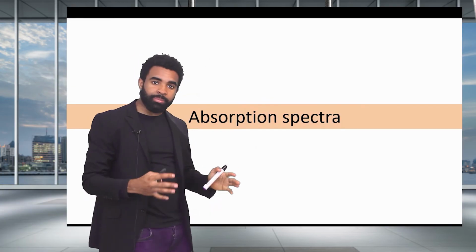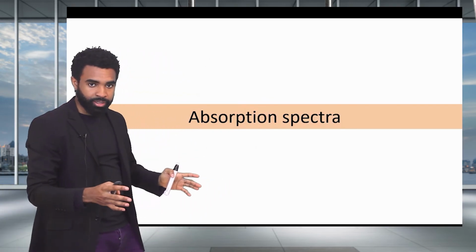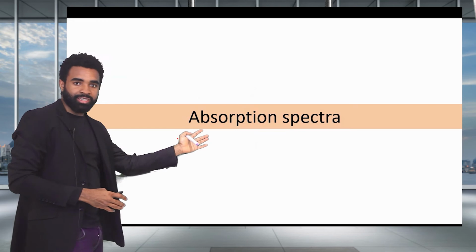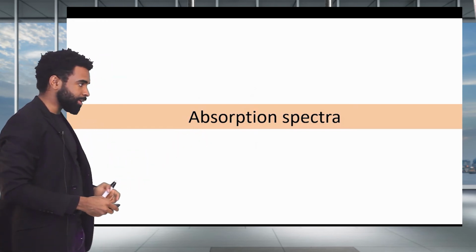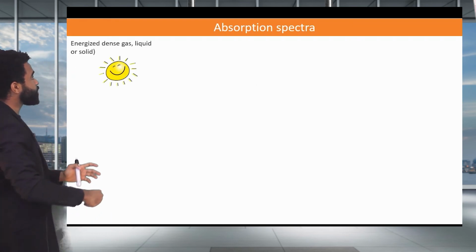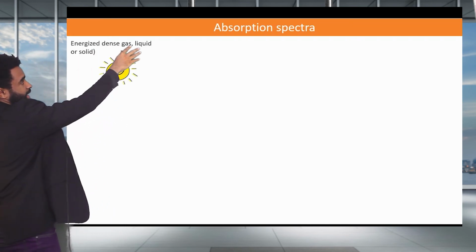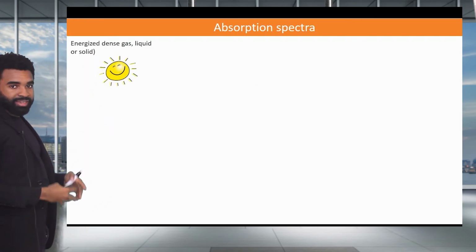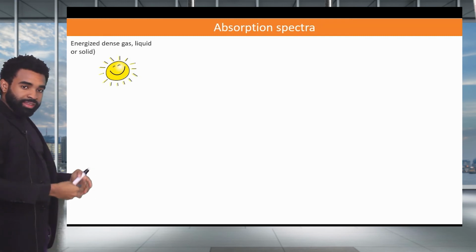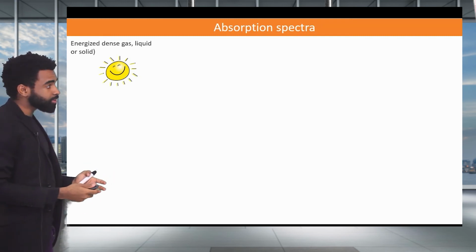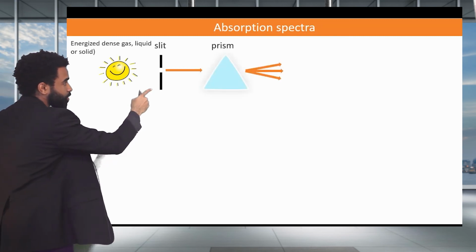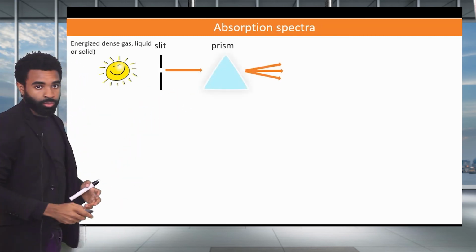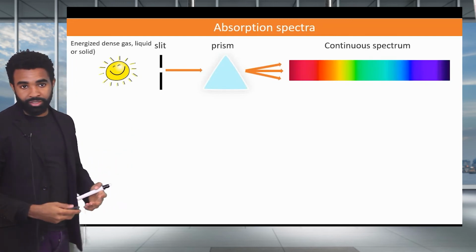So now we have talked about emission line spectra. Let's get to absorption line spectra, another thing you will be held responsible for on the IB. So we had said that if you take an energized dense gas, liquid or solid, anything dense basically, you take the light that is emitted from it when you heat it up or pass a high voltage through it, you pass that light through a slit and then a prism, what you get is that continuous spectrum there.